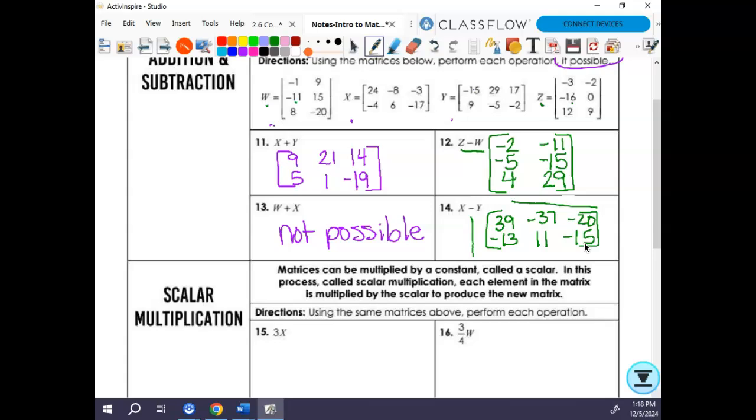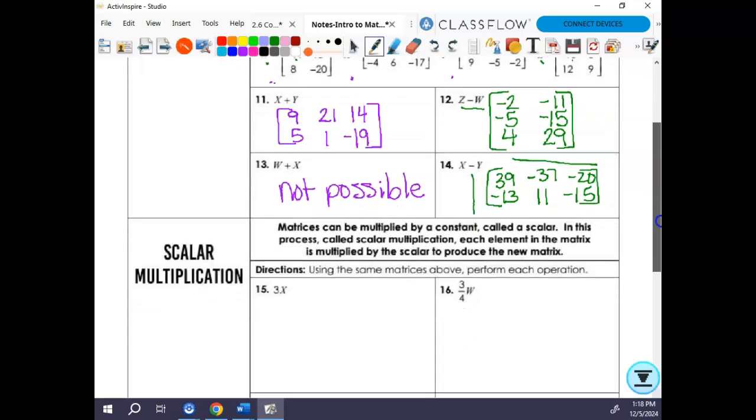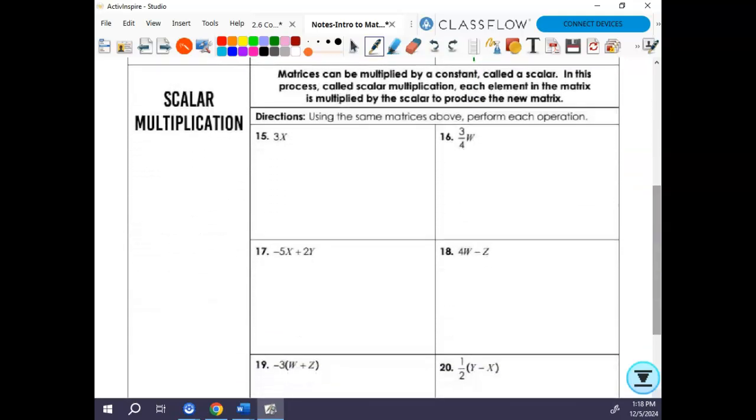Okay, so there is a way to multiply matrices together. That is not what we're doing today. Today we are doing what is called scalar multiplication, which if you've ever done anything with vectors, you can do scalar multiplication as well. So matrices can be multiplied by a constant called a scalar. So the constant is just a scalar. That's why it's called scalar multiplication. In this process, each element in the matrix is multiplied by the scalar to produce the new matrix. So you're going to have to look up at the top there to be able to see your x's and y's because I can't. We're using the same matrices.